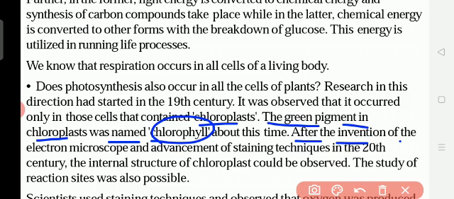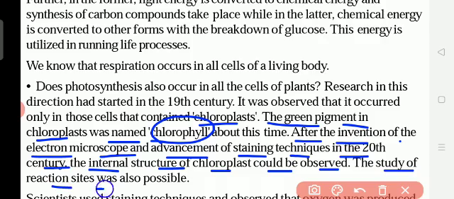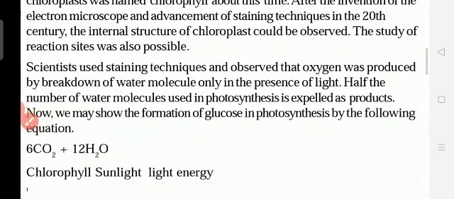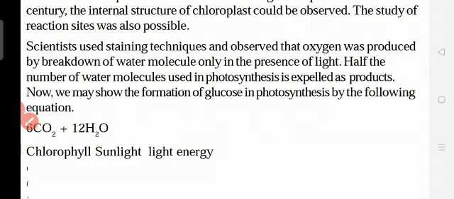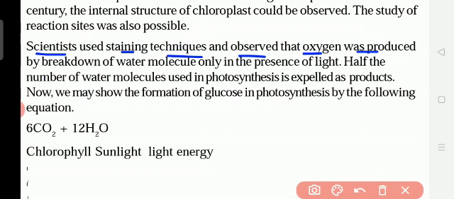After the invention of the electron microscope and advancement of staining techniques in the 20th century, the internal structure of the chloroplast could be observed. The study of the reaction sites was also possible. Scientists used staining techniques and observed that oxygen was produced by the breakdown of water molecules only in the presence of light. So the reaction takes place only in the presence of light.